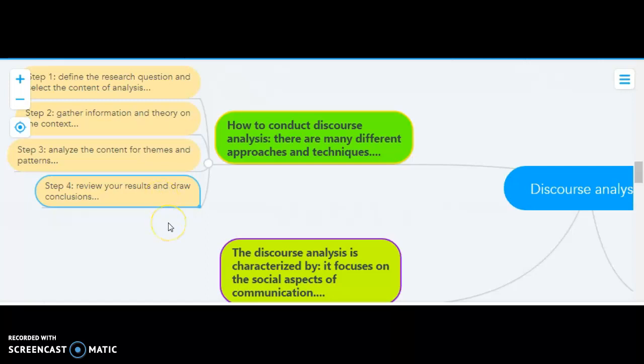Step number 4. Review your results and draw conclusions. Here you will consider your analysis in relation to the broader context that you established earlier to draw conclusions that answer your research questions.